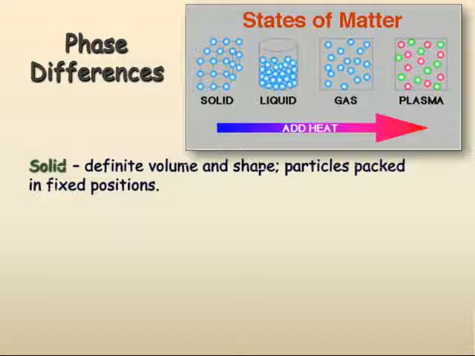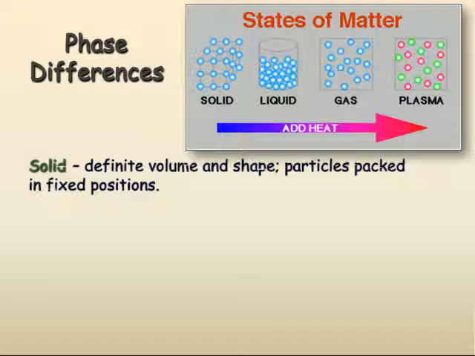We are going to move into the phase differences. We're actually going to spend a lot of time on this in a future chapter, but for now, we want to make sure that we understand that there are three main states of matter that we will be dealing with. There is a fourth, and it's actually the most common in our universe, called plasma. But we're going to be dealing with things like solids.